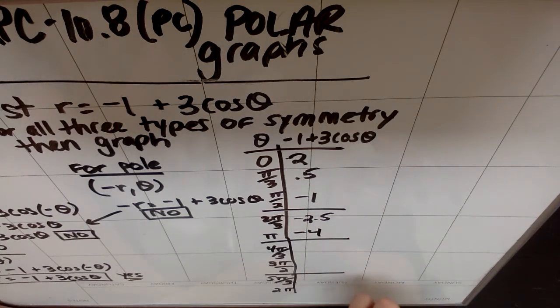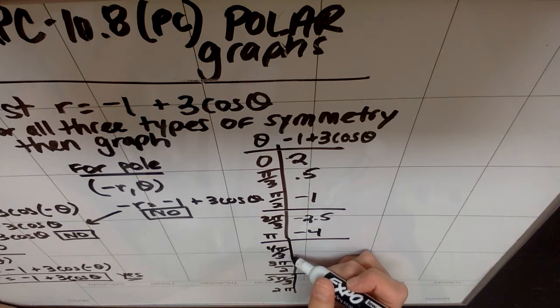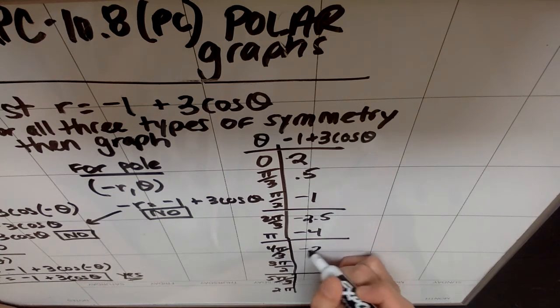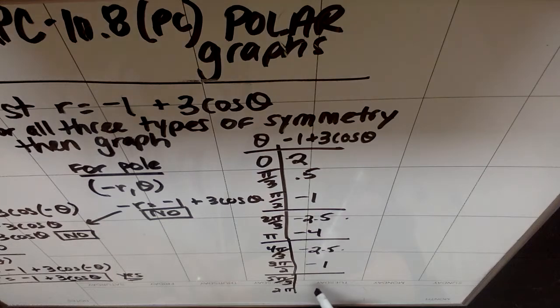And then what should happen is I should eventually start getting some stuff that loops around, but we'll see. So when I do 4 pi over 3, I should get -2.5, and then I should get -1. And sure enough, you see how this is the same, like they're going to start looping around. We're going to get redundant answers. When I do 5 pi over 3, I'm going to get a 0.5, and when I do 2 pi, I'm going to be back to getting a 2.